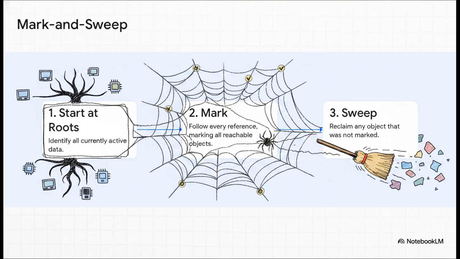And one of the most classic ways to do this is a method called mark and sweep. It's a two-step dance. Step 1, the mark phase. The collector finds all the roots. That's the data the program is actively using right this second. Then it starts from those roots and follows every single connection, kind of like a spider crawling its web, and it marks every single object it can touch as in use. Step 2 is the sweep phase. It goes through the entire heap, from top to bottom, and any object that wasn't marked gets reclaimed. It's that simple. If it's not marked, it's garbage.